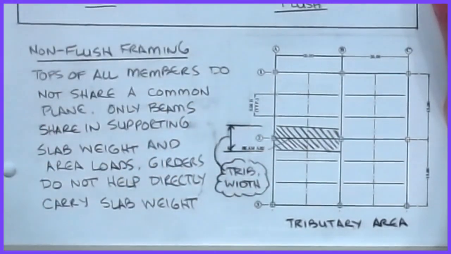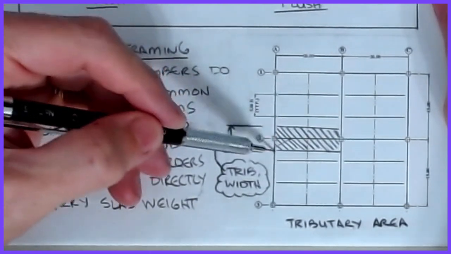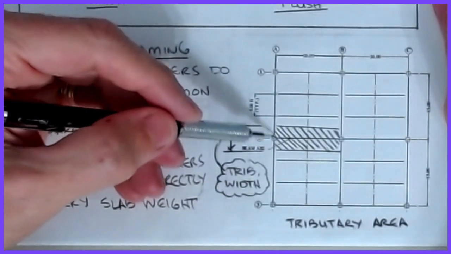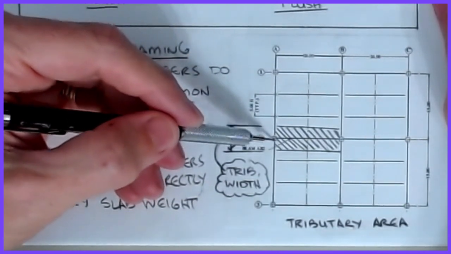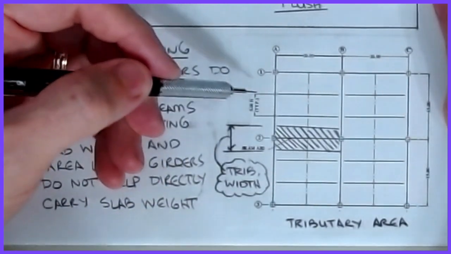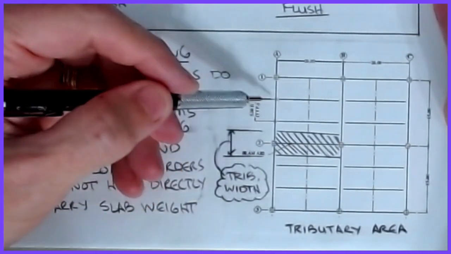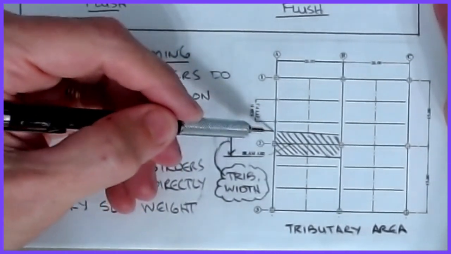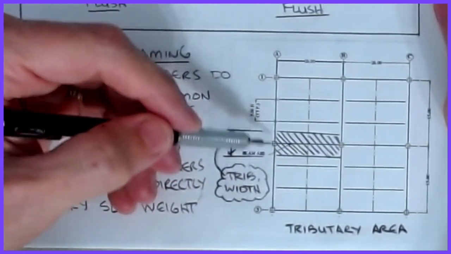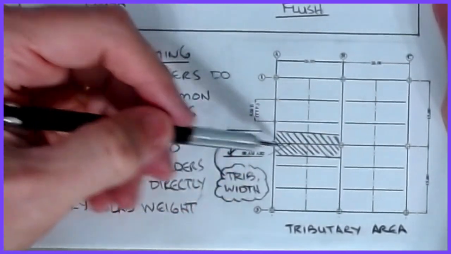If it's a non-flush framing, the tributary area looks something like this: this girder is responsible for half of the distance between him and his neighbor. So if it's 5 feet between the beams, then this girder would be responsible for 2.5 feet on this side and 2.5 feet on this side. That gets us what we call our tributary width, and I've shaded the tributary area associated with this girder.